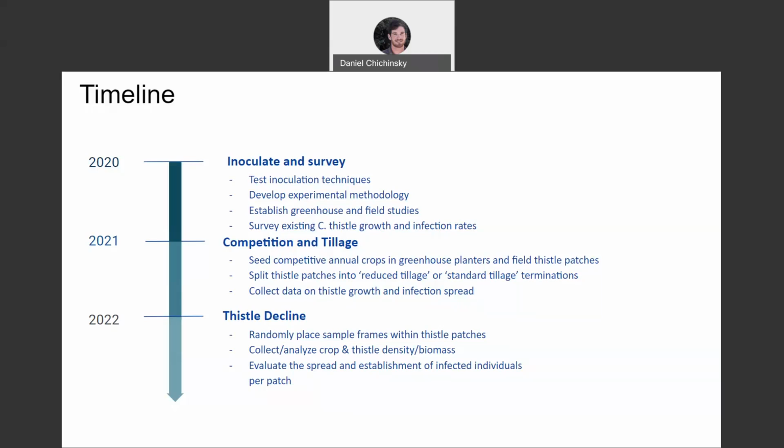these agronomic practices. And to do this, we will randomly place sample frames within our thistle patches. We will collect and analyze both crop and thistle density and biomass, and we will continue to evaluate the spread and establishment of infection within these patches.